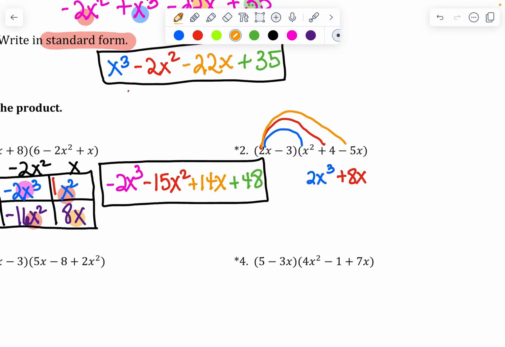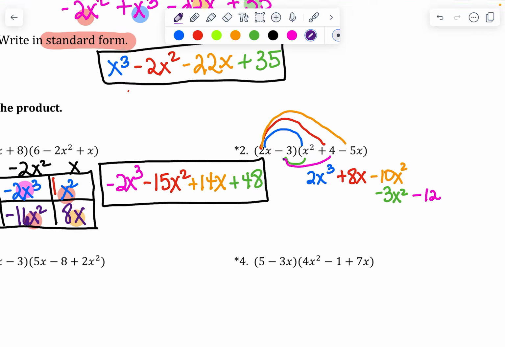2x times a negative 5x is a negative 10x squared. Kind of forgot the squared almost. Then I'm going to do the negative 3. Negative 3 times x squared is a negative 3x squared. I'm going to put it underneath its friend. Then I'm going to have a negative 3 times a 4, which is a negative 12. Just stick it here. It's okay.